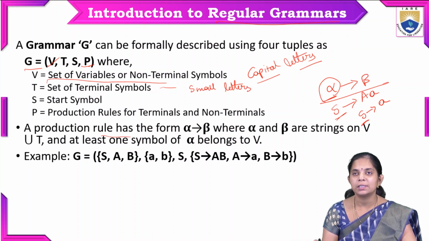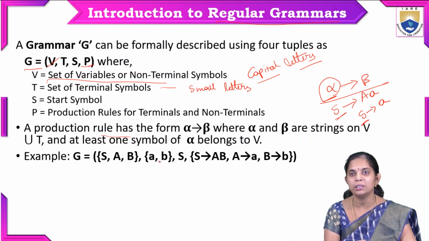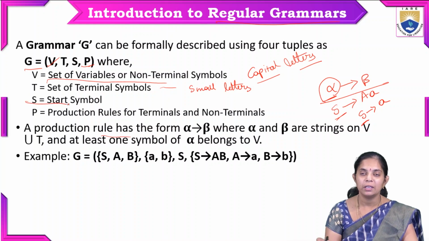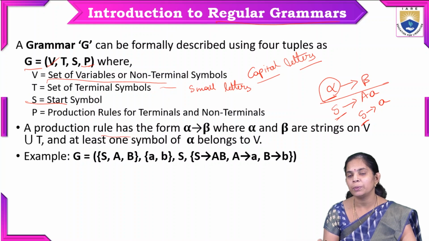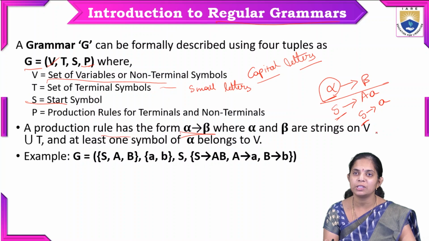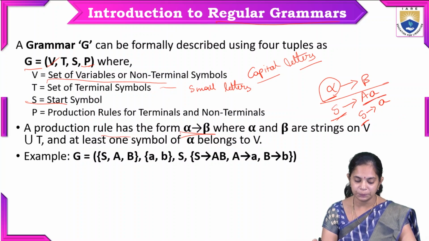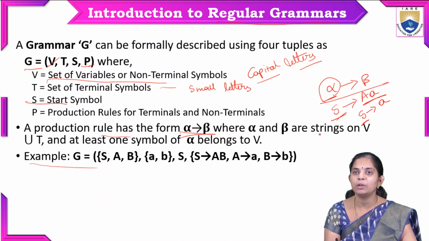Next is the starting state. As in the finite automata we start with Q naught, here also we need one start symbol, which we represent with S. P is the set of productions, in the form alpha tends to beta. Here alpha is a non-terminal value and beta is a combination of terminal and non-terminal values. And here is an example of a grammar.